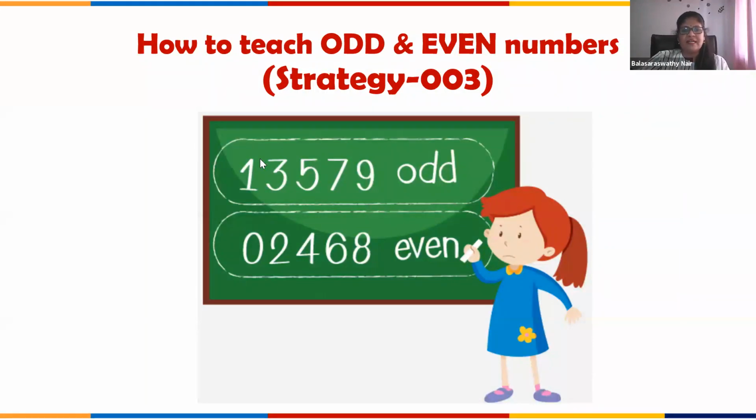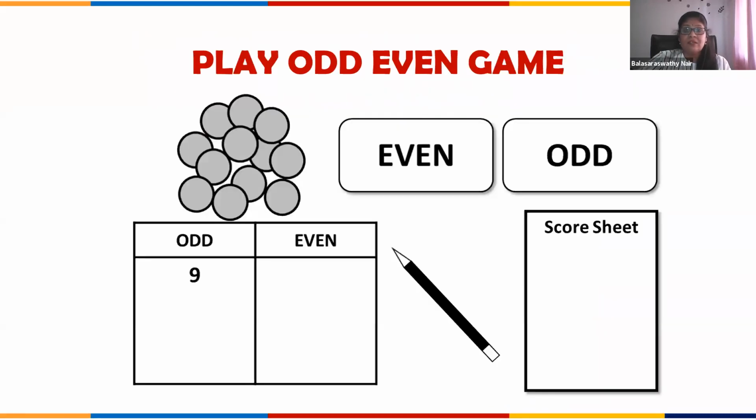Let me go to another strategy, how to teach odd and even numbers. Another confusion, like left and right. Children forget to remember odd and even numbers. You can use a dice to play a game with the help of these coins. Have a chart where you have odd and even, roll the dice, and whatever number comes, ask them to write it in either of the columns, and have a score sheet.